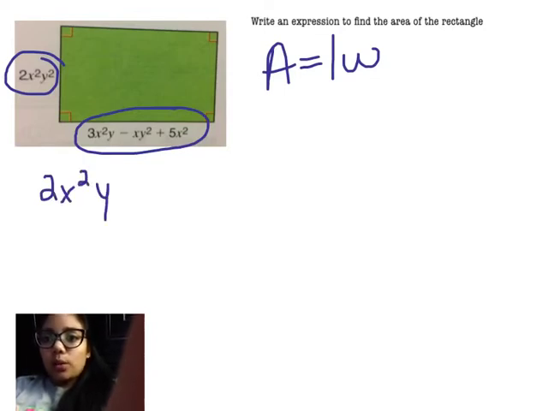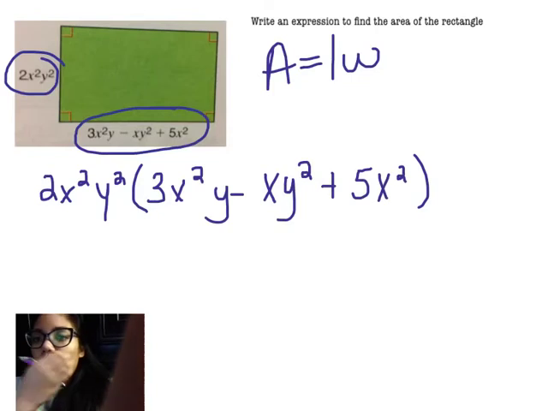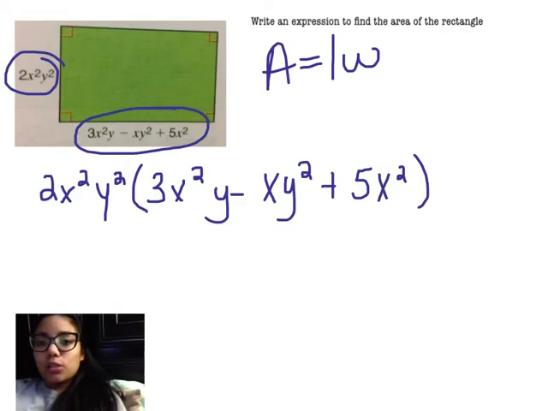2x squared y squared times 3x squared y minus xy squared plus 5x squared. So for learning purposes, I'm going to be using different colors. I know some of you like that and some of you don't like that. You're welcome to do that on your notes as well. Use highlighters, use colored pencils, whatever you need to use in order for you to keep organized of your own stuff.